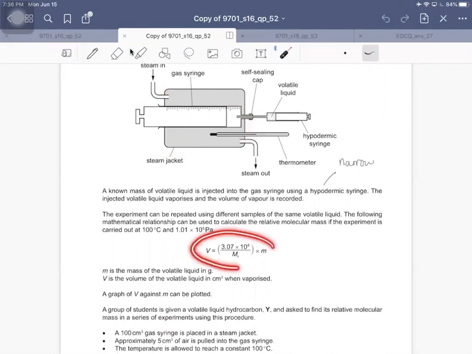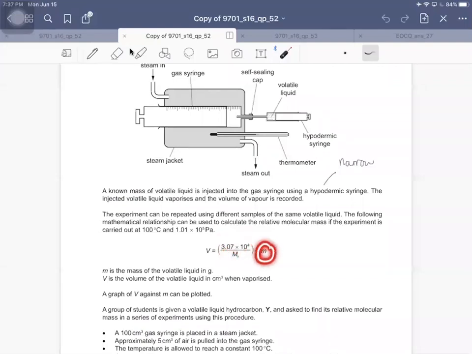They give you the relationship. The V here is the volume of the gas syringe. Now, for gases, it is not easy to measure the mass because gas will be very, very light. So we take the volume instead. And then there are some terms. The Mr is the Mr of the volatile liquid Y that we want to investigate.